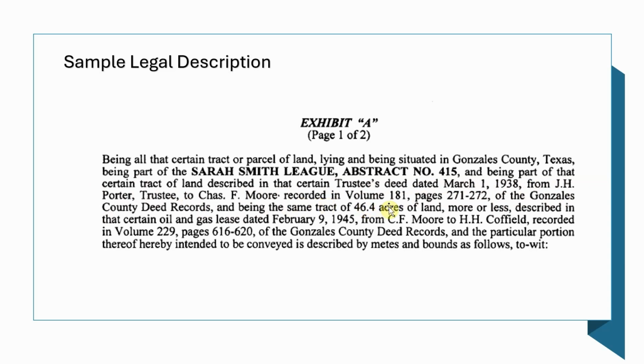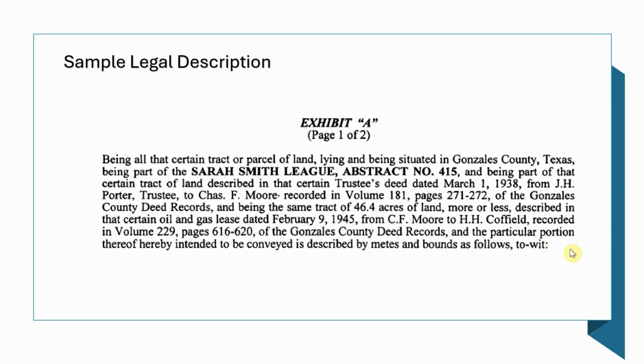of 46.4 acres of land, more or less, described in that certain oil and gas lease dated February 9th, 1945, from C.F. Moore to H.H. Caulfield, recorded in volume 229, pages 616 to 620 of the Gonzales County Deed Records, and the particular portion thereof hereby intended to be conveyed is described by metes and bounds as follows to wit.